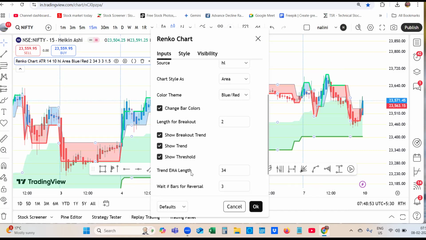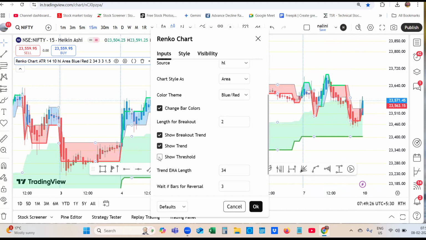For example, if I uncheck the show breakout of the trend, can you see clearly? It shows the color changes. This is the trend change, green to red. If I click on show trend and uncheck it, this is the trend actually, this one.